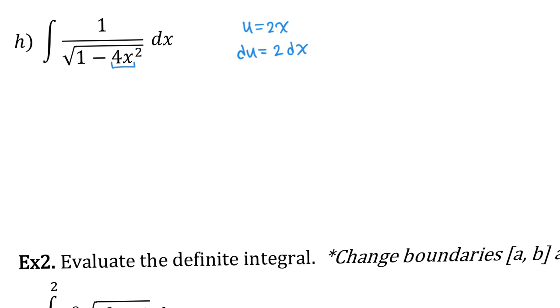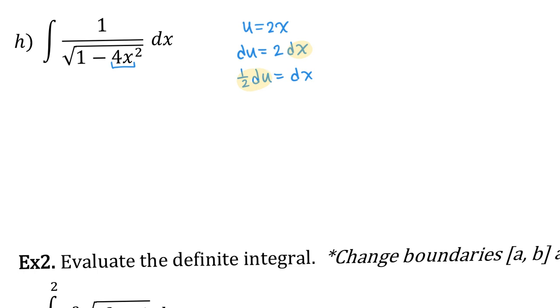If I put a u here, this would be 1 minus u squared. I'm okay with that. The derivative of u is 2 dx, but I don't have a 2. All I have is a dx. So let me move that 2 to the other side. Divide by 2. So 1/2 du equals dx. Now I can replace the dx with 1/2 du.